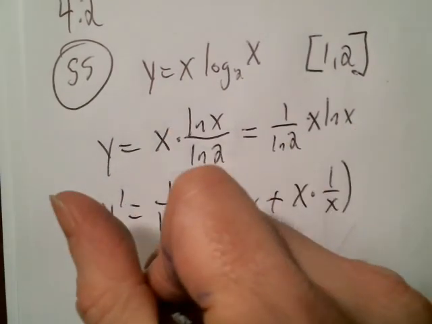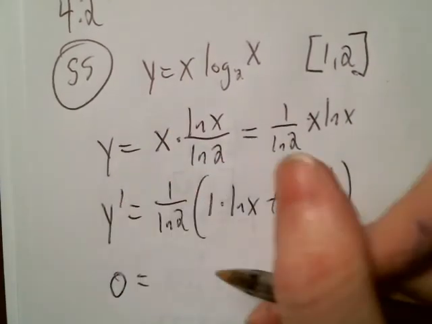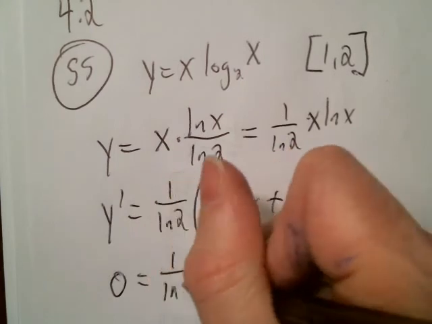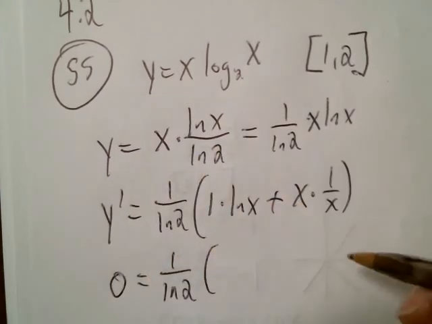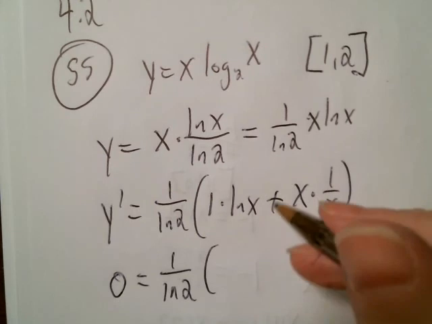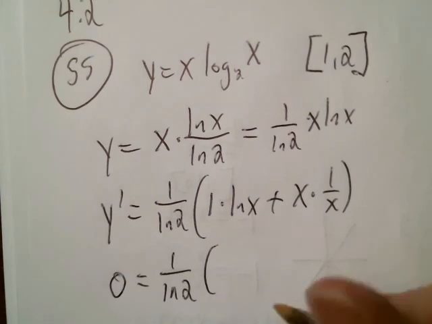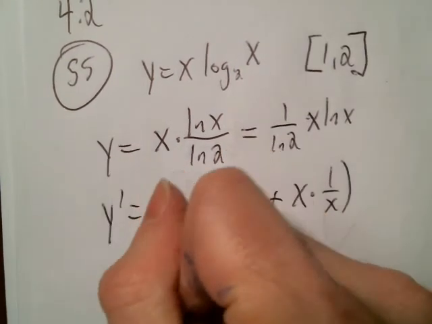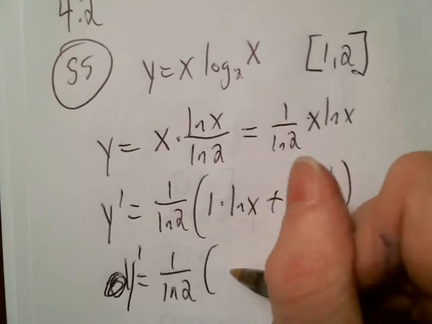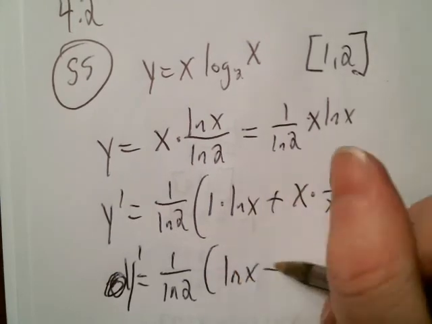Right? So you're going to end up with, and we have to set it equal to 0. So you get 1 over ln 2 times, oh, I don't know why I'm setting it equal to 0. This is a mean value theorem problem, sorry. We need the derivative anyway, so all right, here's the derivative. So it's ln x plus 1.